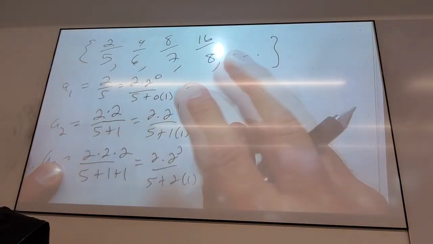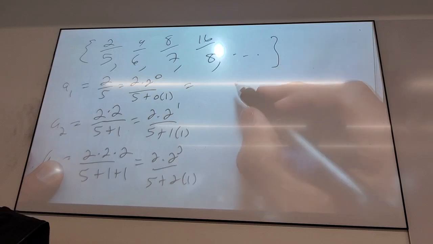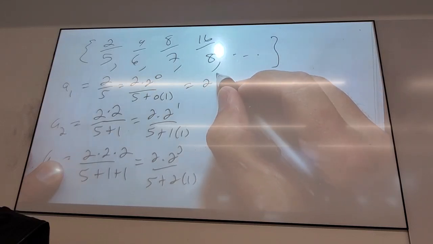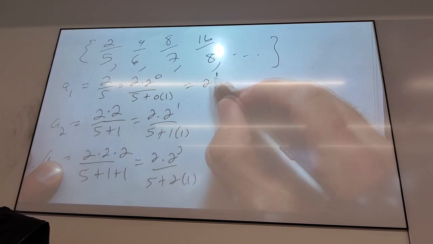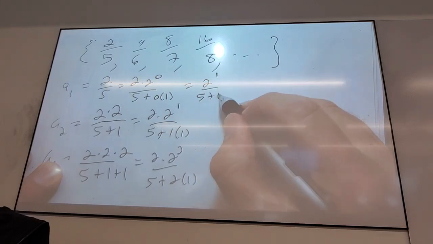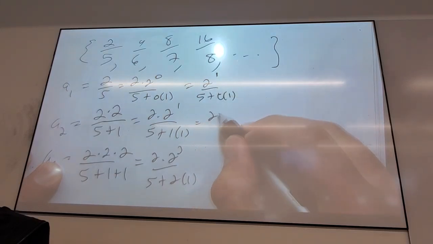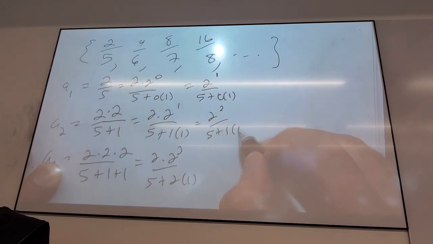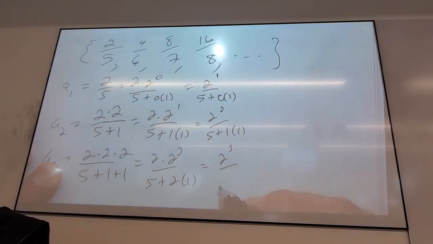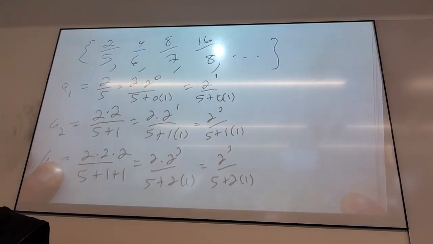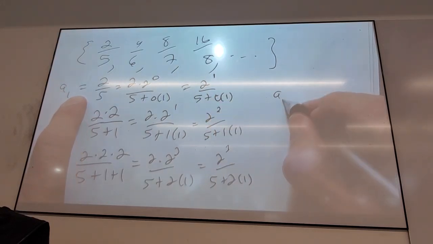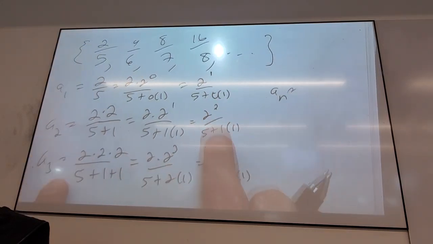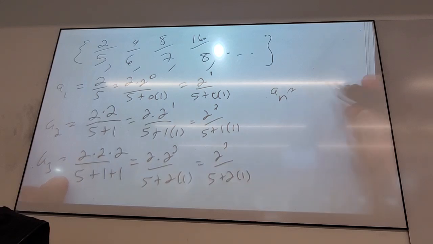There's even one more thing. What is 2 times 2 to the 0? Just 2 times 2 to the 0. It's 2 to the first, yes? Yeah. So this is 2 squared, yes? And this is 2 cubed, yes? Okay, good. So if A1 is 2 to the first, A2 is 2 squared on top, A3 is 2 cubed on top, what is AN? 2 to the N.